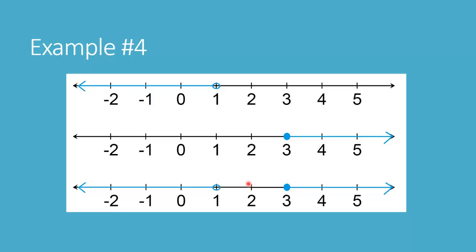None of these numbers are in either, so we cannot include them. And then we hit 3, and we're into this one. So now we go from 3 and every number greater. So this would be our solution: x is less than 1, or x is greater than or equal to 3.